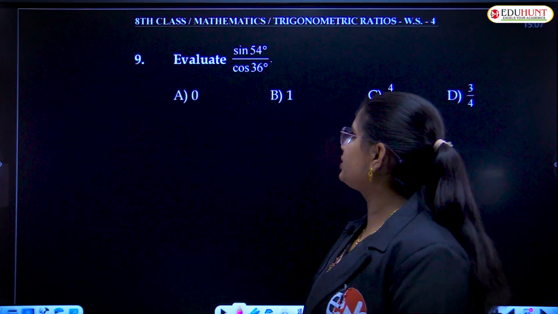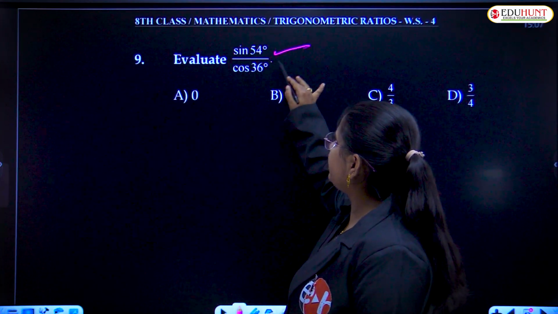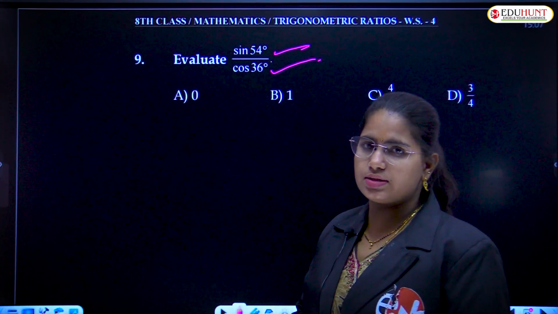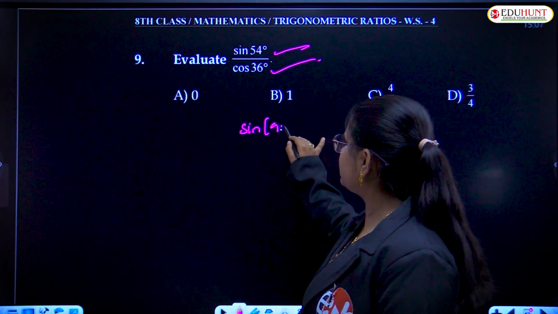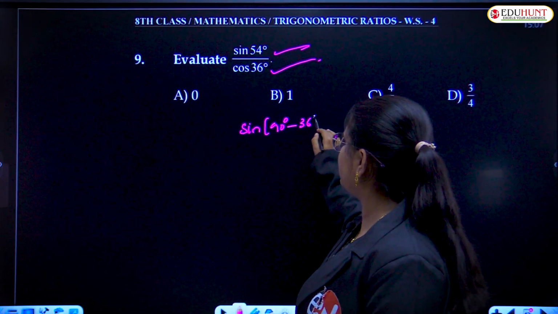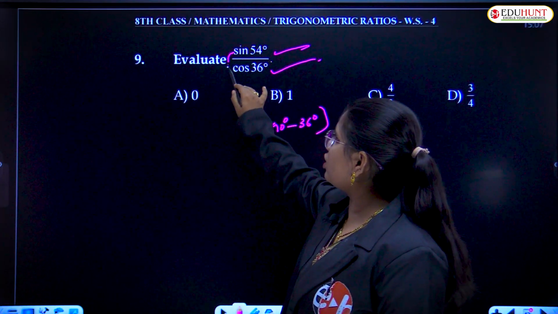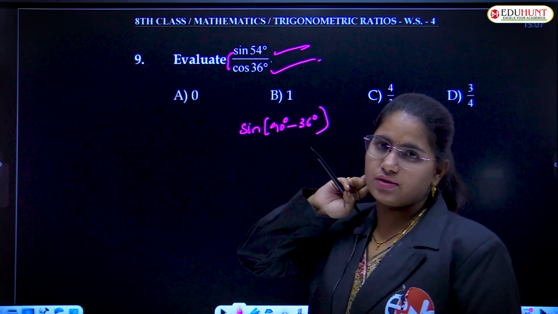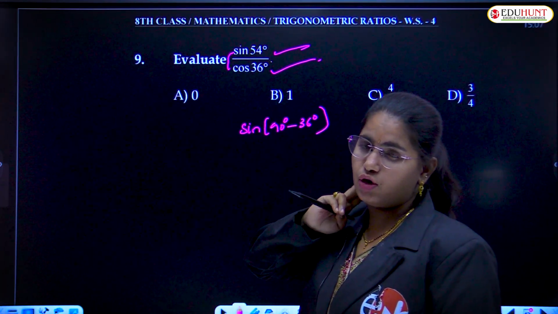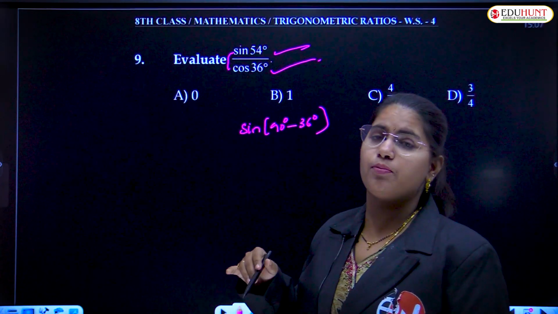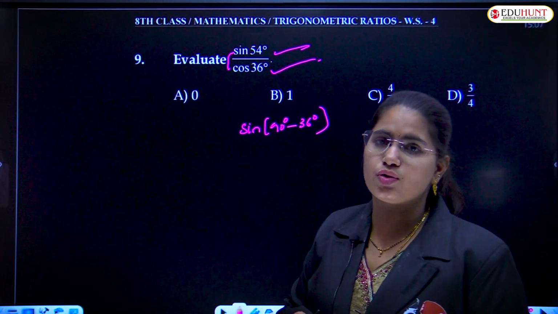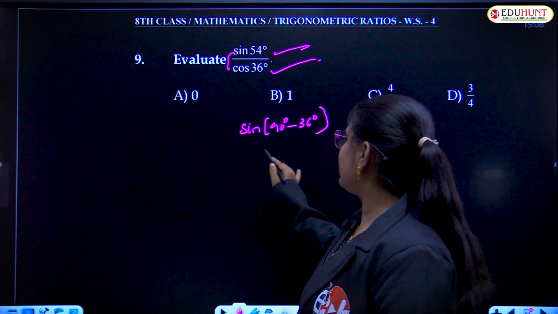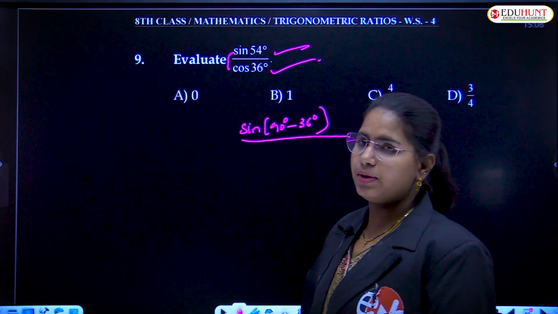What is our ninth question? Evaluate sine 54 degrees by cos 36 degrees. Sine 54 degrees can be expressed with the help of allied angles. Sine and cos are complementary functions. It's not reciprocal. The reciprocal of sine is cosec. Correct? Sine and cos are complementary functions.